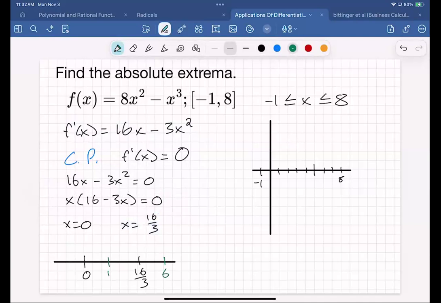What's that going to be? 6. And we can do -1. Now, we don't really want to do anything less than -1 because that's not a part of what we're working with.